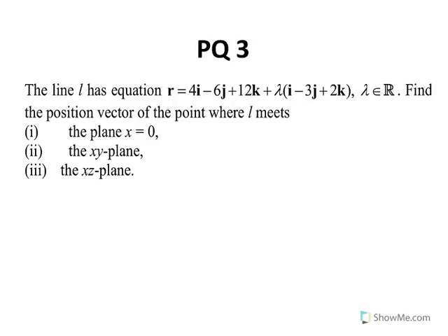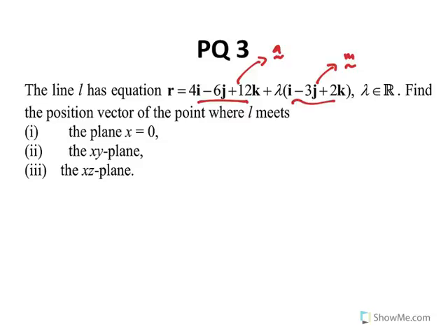Okay, the line has an equation r equals 4i minus 6j plus 12k plus lambda times something. This is a position vector, so the a in that line equation is the position vector. The vector together with lambda will be the m, the direction vector of the line.